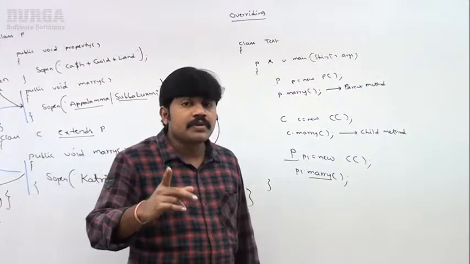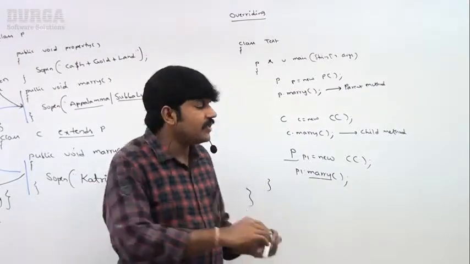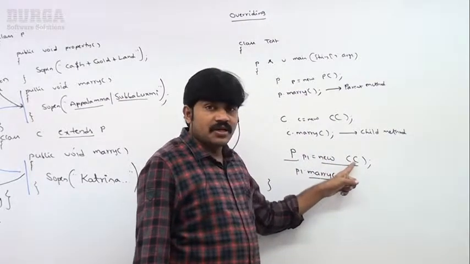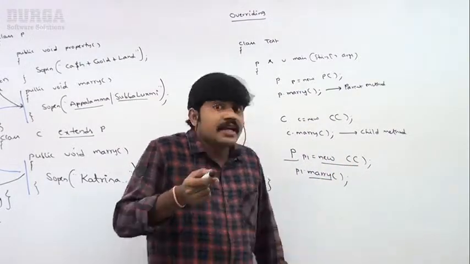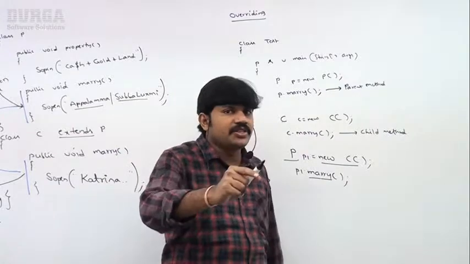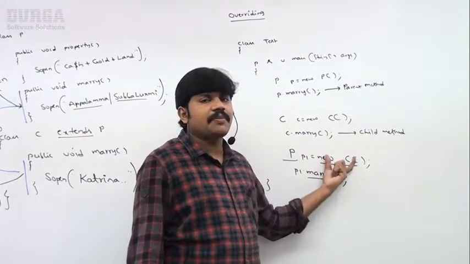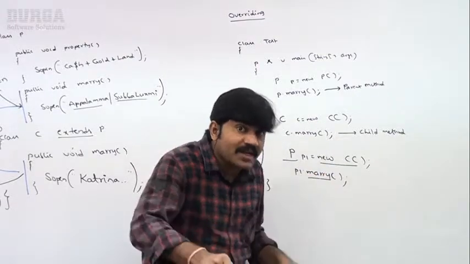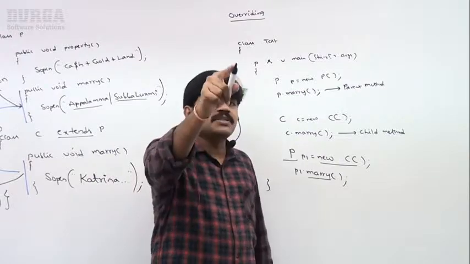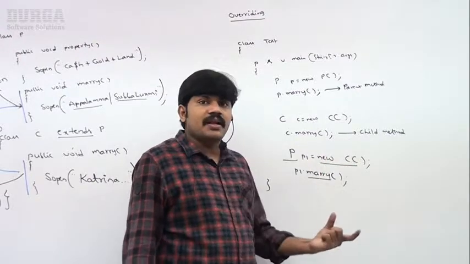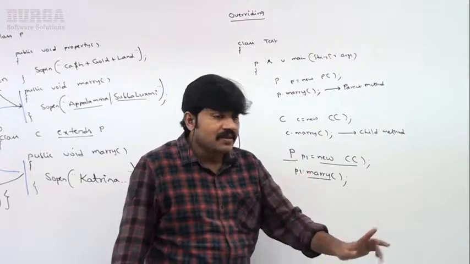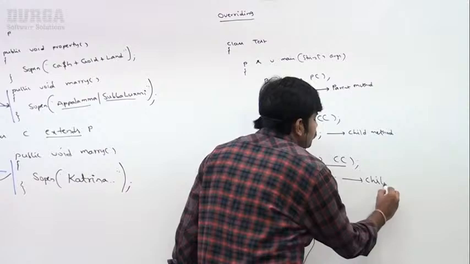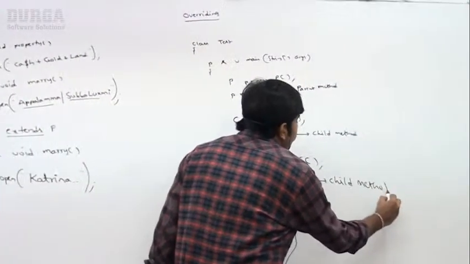But it is available, no problem. At runtime, the JVM is always going to check which is the runtime object. The runtime object is the child class object. At runtime, the JVM will check whether the marry method is overridden in this child class or not. If the marry method is overridden in the child class, the JVM is always going to give the chance to the child class overriding method only. That's why the child method will get the chance. Observe very carefully, sir.